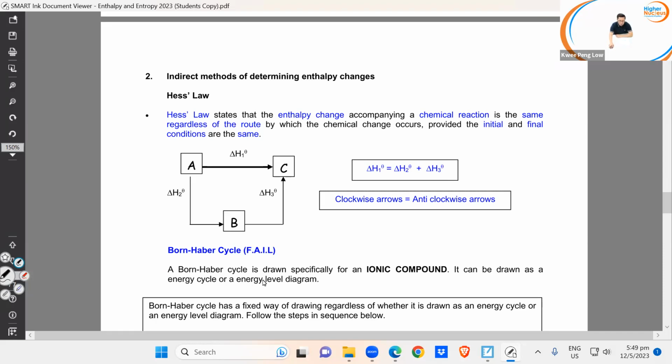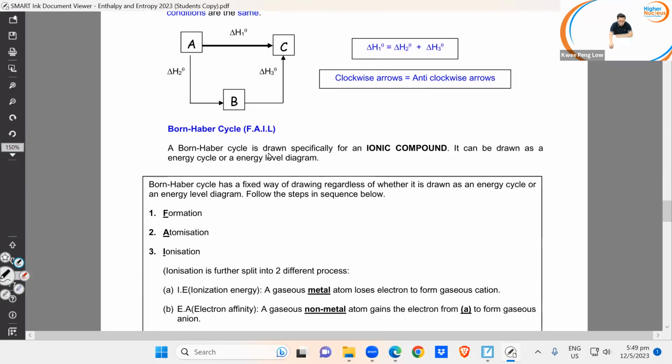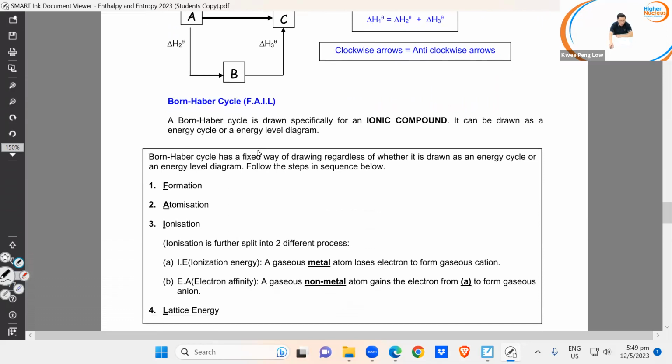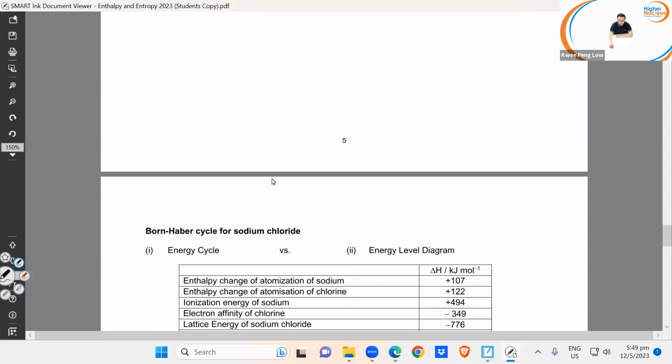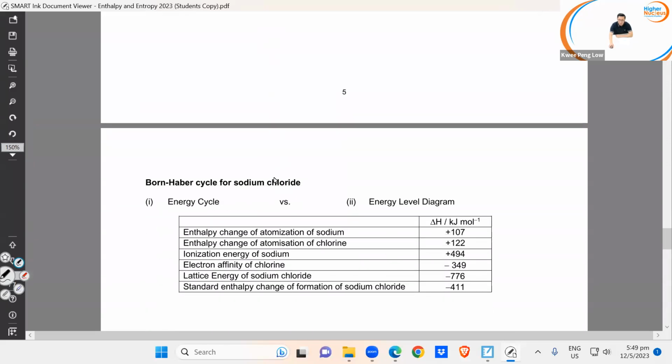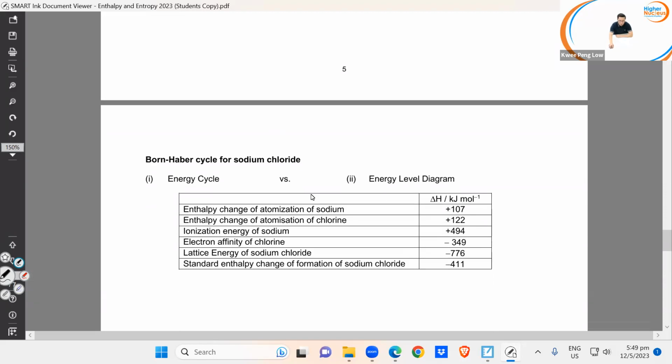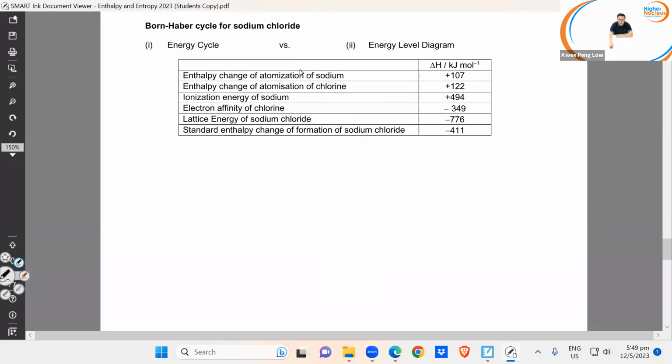To draw a Born-Haber cycle, there's a fixed way. You follow these four letters, F, A, I, and L: formation, atomization, ionization, and lattice energy. So using these four letters, let's construct a Born-Haber cycle for sodium chloride. Let's do it in the energy cycle manner first. Okay, so please look at the screen.